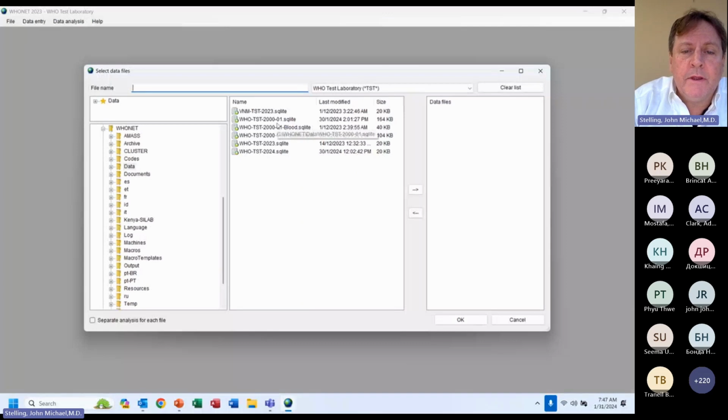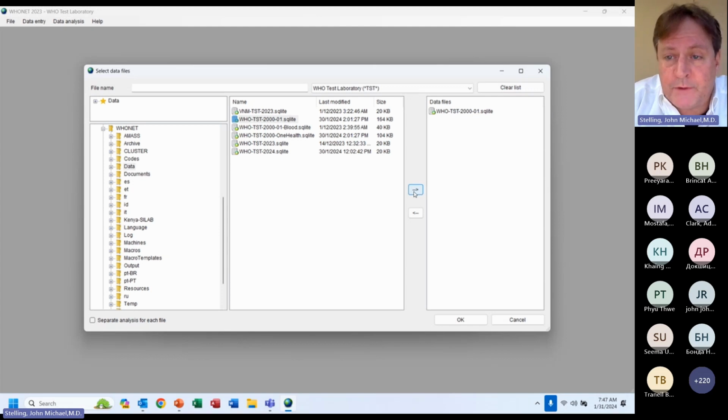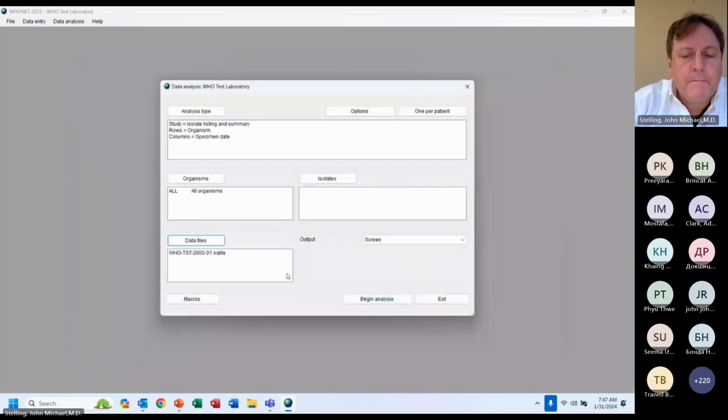Under data files, here is the 1 month of sample data that we give to you for cluster detection. I can choose 1 file, I can choose 20 files, I can choose 500 files. You can choose the number of files that you would like. Normally, I would like to do cluster detection with at least 1 year of data. In fact, for our own work, usually we use 3 years of data in order to have 2 years of baseline data, and I will come back and discuss that further later. So I've chosen this 1 month of sample data. I will click on OK. I will now begin the analysis.